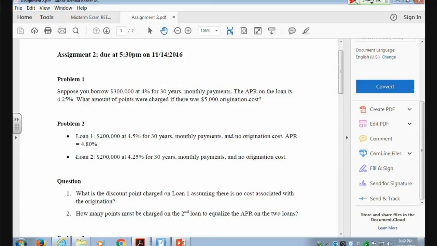Step 2, compute the present value of this mortgage, the actual money coming into pocket. Because actual money coming into pocket is equal to $300,000 minus $5,000 minus the discount point cost. So if you do the algebra again, the discount point cost will be $300,000 minus $5,000 minus the present value.